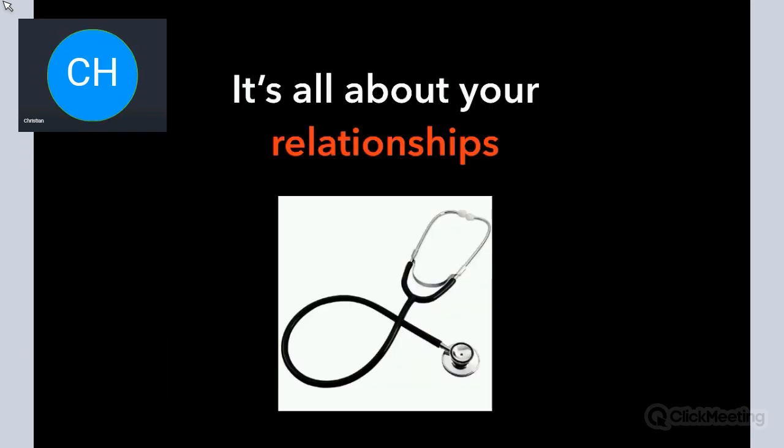The thing is, it's all about your relationships. I want to give you an example based on research done in the US about medical doctors and their relationships with their patients. And in the US, it's easy to sue your medical doctor if you're not satisfied. So what do you think characterized those doctors who did not get sued? Any ideas?